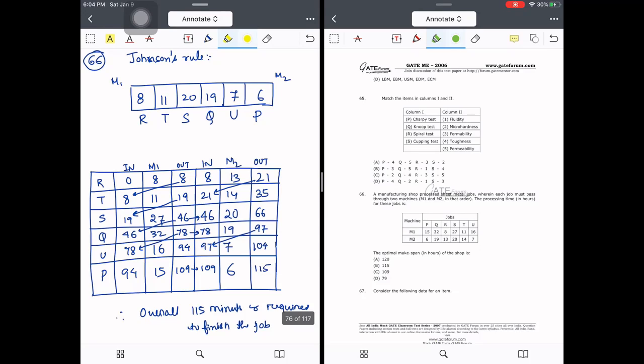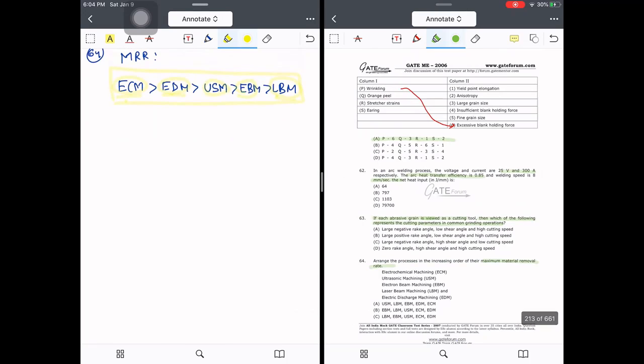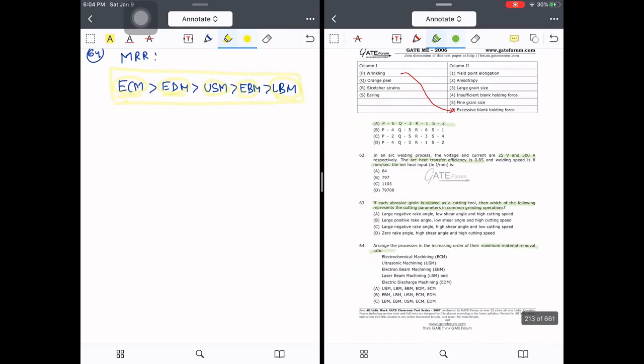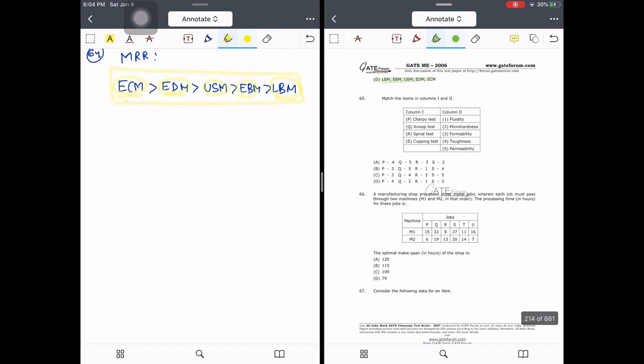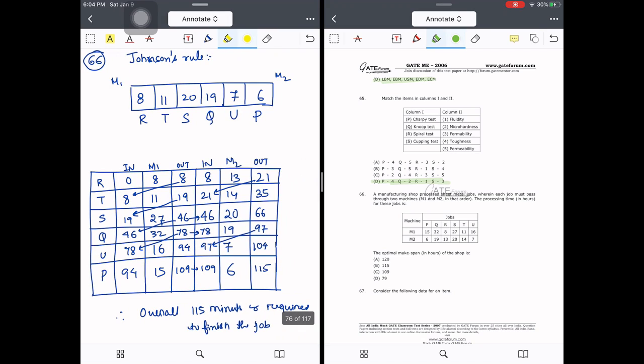Charpy's test is used to measure the toughness. Knoop test is used to measure the micro hardness. Spiral test is used to measure the fluidity, and cupping test is used to measure the formability. Question number 66. Here ECM will be higher in the increasing order. In which option? LBM, ECM. This option D is the correct answer. Charpy's test is used for toughness, P4. Knoop test is a micro hardness, Q2. Option D is the correct answer.